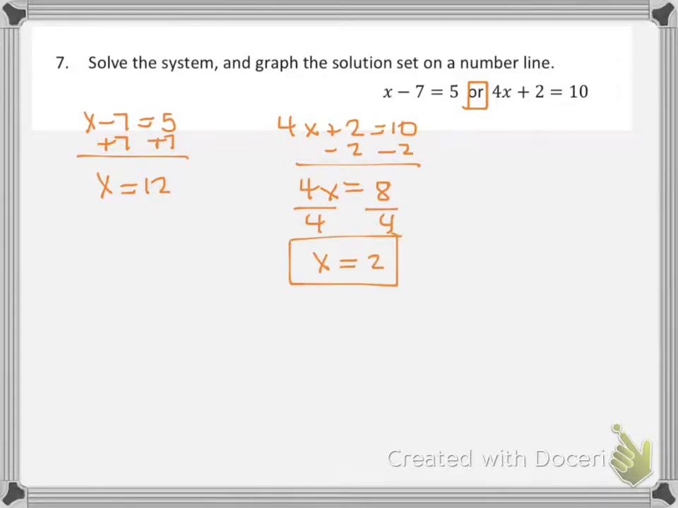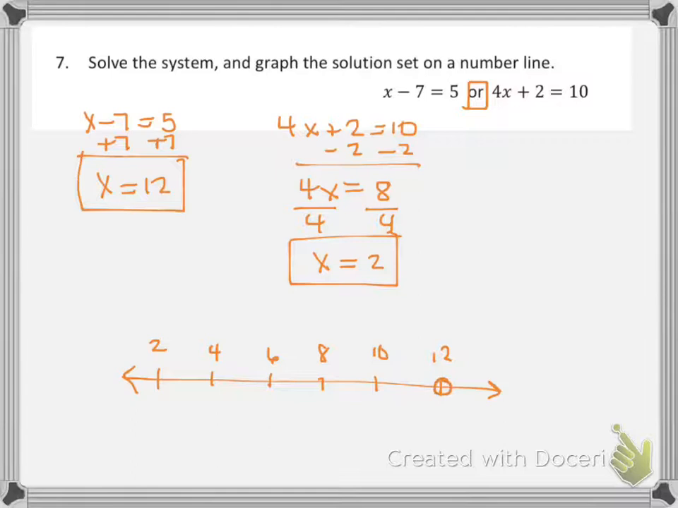So I have two solutions. Either one can be true, and when I put them on a number line, I just need them both on here. 2, 4, 6, 8, 10, 12. That would work. X equals 12 is a solid dot on 12, and x equals 2 is a solid dot on 2.